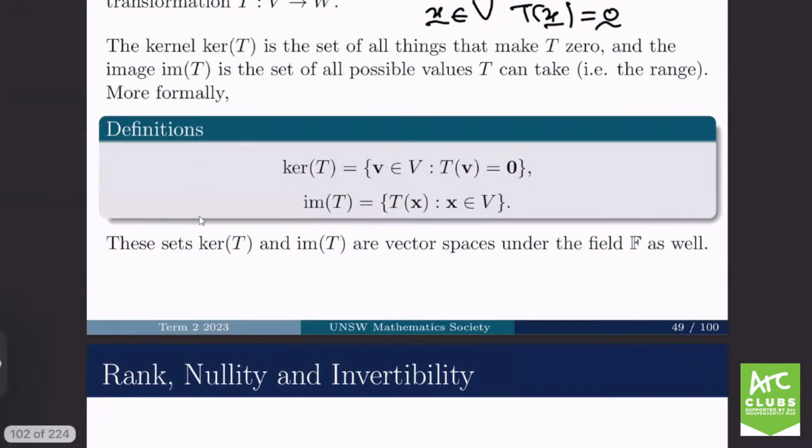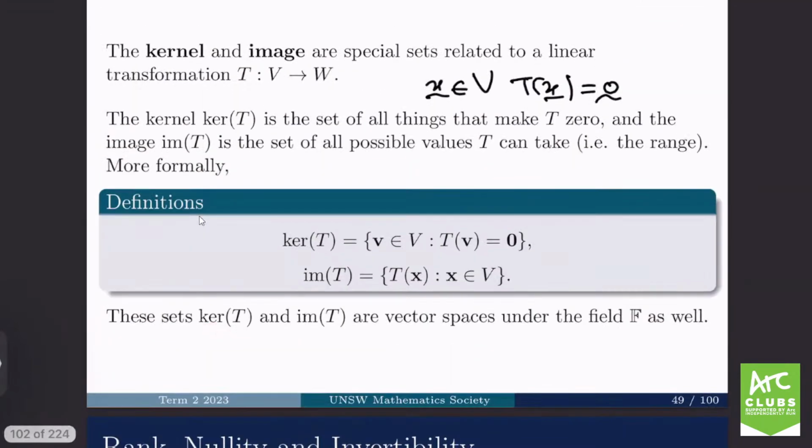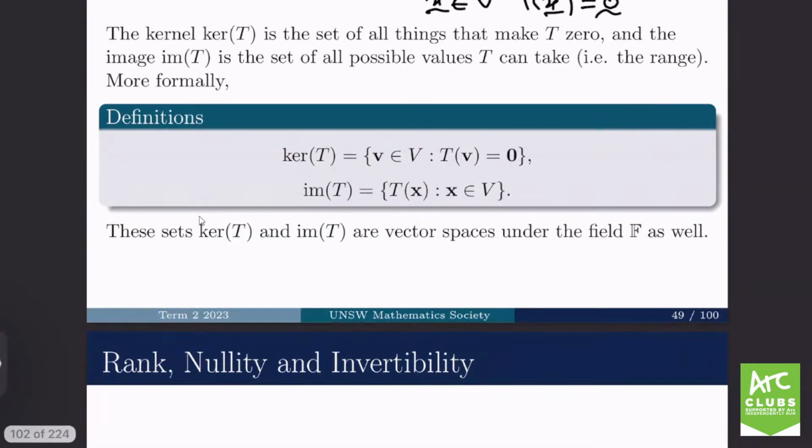So the definition of these two sets formally are these here. The kernel, again, is the set of all vectors which map to zero, and the image is where all of these vectors in the domain get mapped to. Now we can prove that the kernel of T and the image of T themselves are vector spaces under the field F.